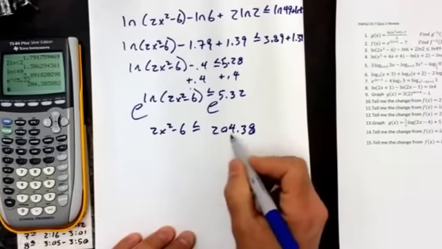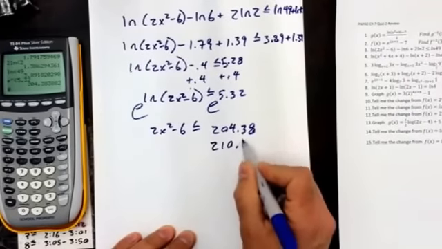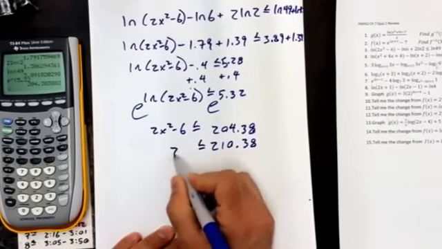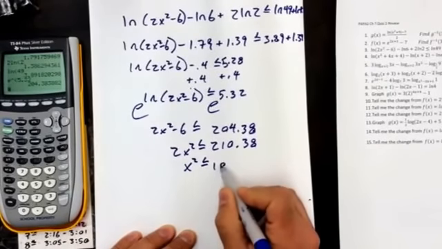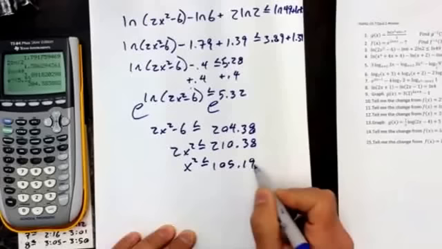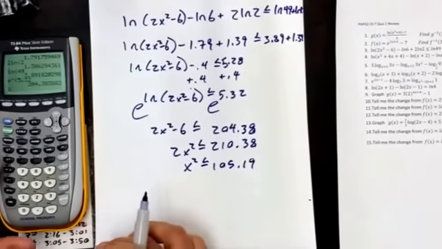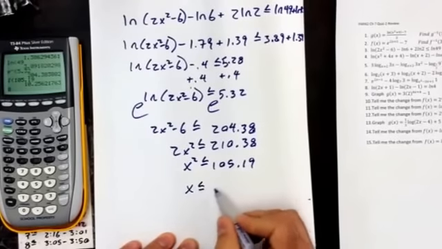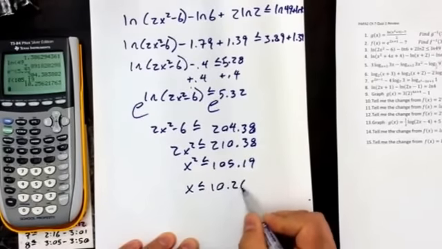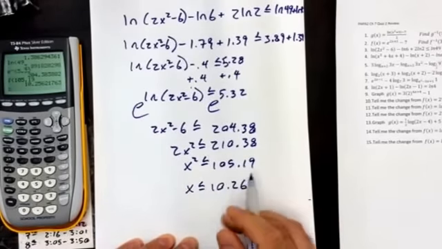Add 6. Divide by 2. And then square root. And this is an approximation, but remember that my natural log also, I can't do the log of anything that's 0 or less, so this part right here has to be greater than 0. Can't be equal to.